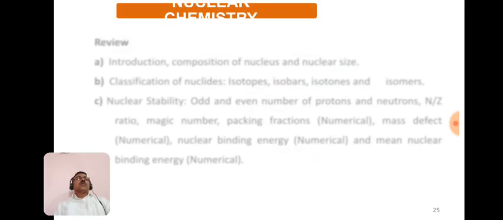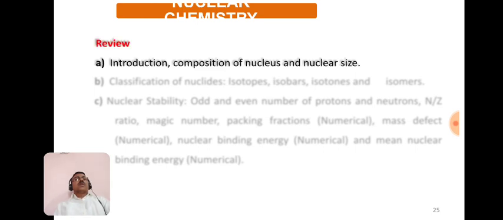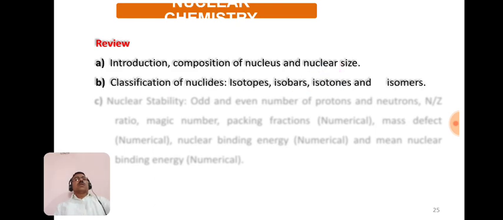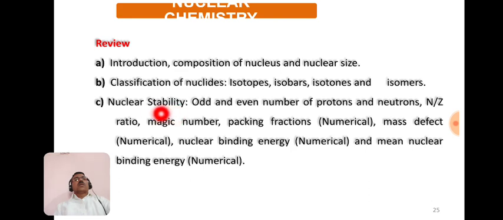So in this way we have completed the chapter nuclear chemistry. Now let's take the review. Today we have studied the introduction regarding nuclear chemistry. Then we have studied the composition of nucleus and nucleons. We have also studied the classification of nuclides like isotopes, isobars, isotones, and we have finally studied nuclear stability and factors affecting nuclear stability like odd and even number of protons and neutrons, then neutron to proton ratio, magic numbers, packing fractions.